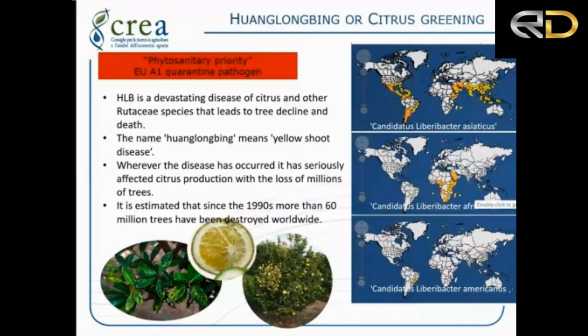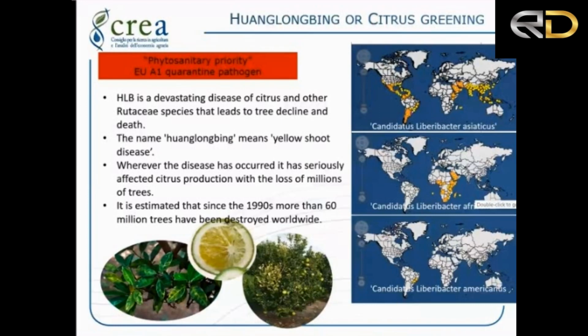The symptoms, in fact, at an early stage appear only on one shoot of the trees. Wherever the disease has occurred, it has seriously affected citrus production with the loss of millions of trees. It is estimated that since the 1990s, more than 60 million trees have been destroyed worldwide.